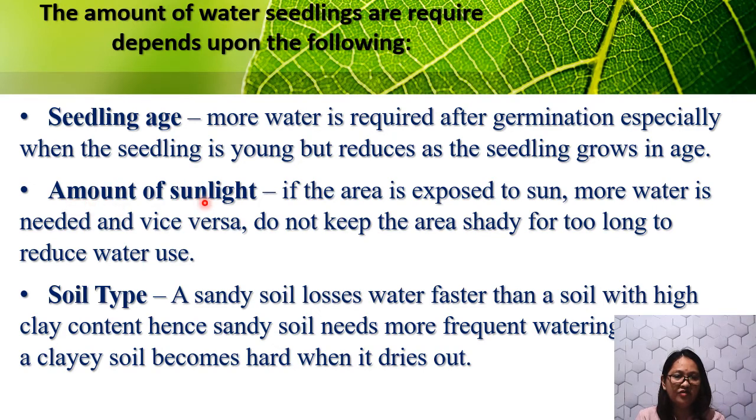Next, the amount of sunlight. If the area is exposed to sun, more water is needed and vice versa. Do not keep the area shady for too long to reduce water use. And then last is the soil type. A sandy soil loses water faster than a soil with high clay content. Hence, sandy soil needs more frequent watering. However, a clayey soil becomes hard when it dries out.